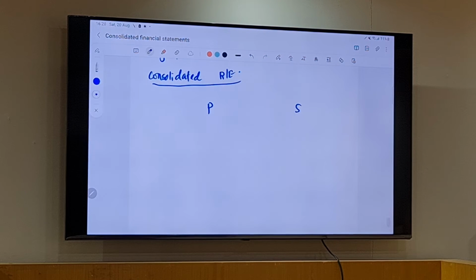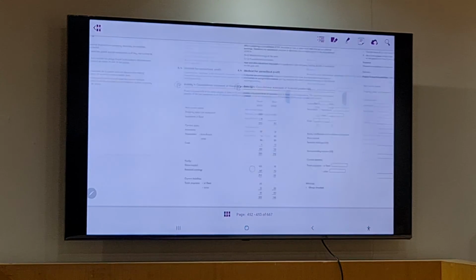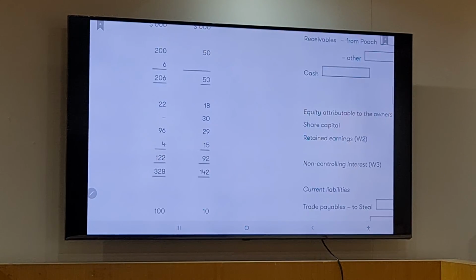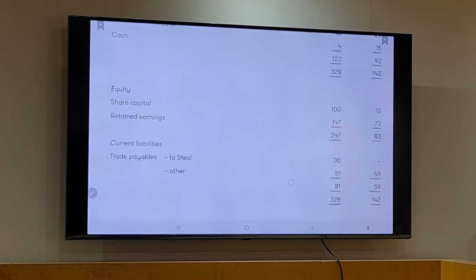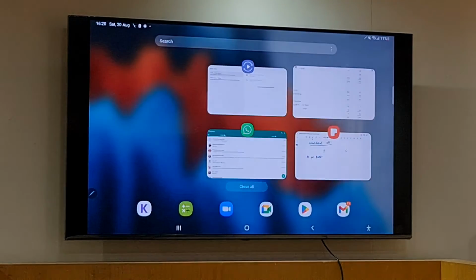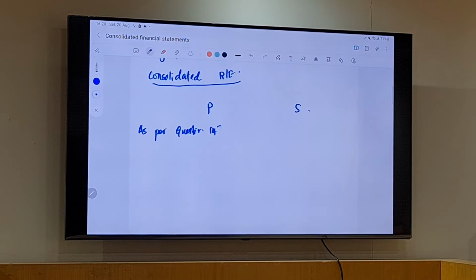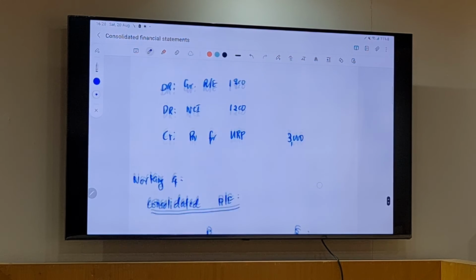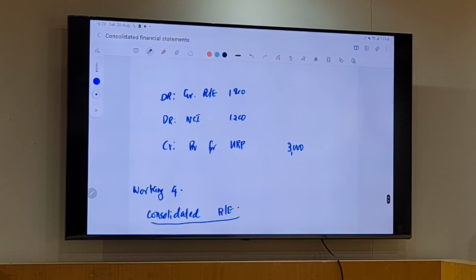B and S as per question. How much? What are the written engines as per question? 147 and 73. How much is the unrealized profit? 3,000.